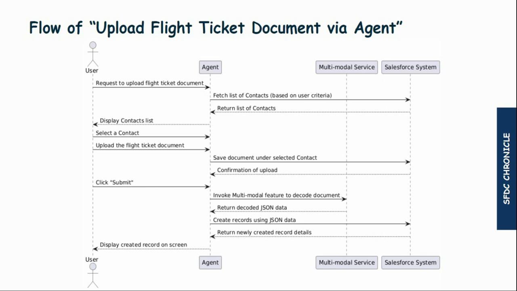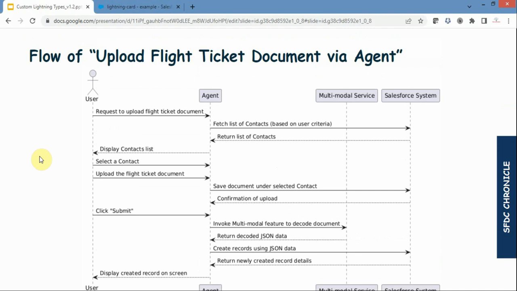And once the user selects a particular contact, the selected value will go to the agent. Till this point we will cover today. The next part, uploading the flight ticket document, will go in the next session. Okay. So then let's get started and let me show you how it works in Salesforce, the final output.